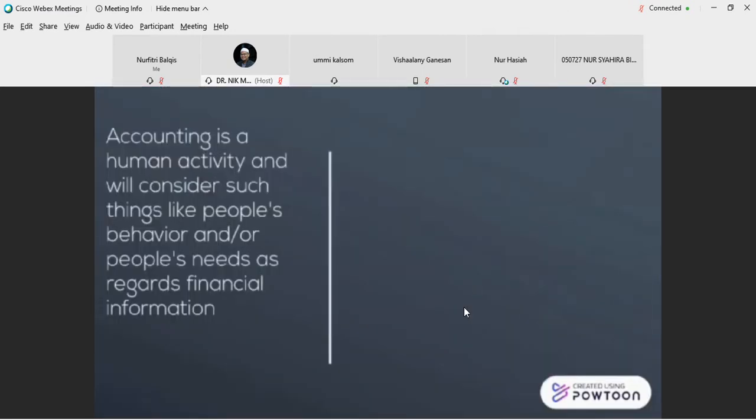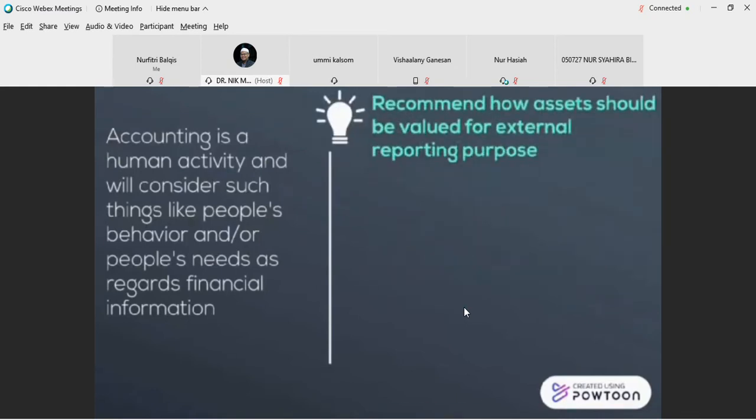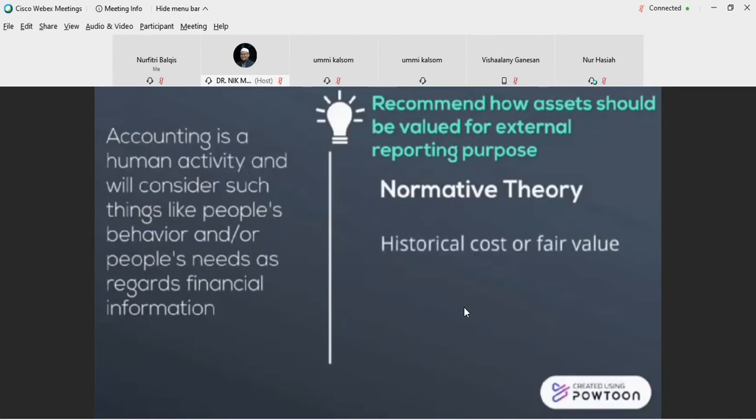Accounting is a human activity and it considers things like people's behavior and people's needs as regards financial information. Therefore, theories are regarded to include consideration of how assets should be valued for external reporting purposes, which is normative theory. Normative theory is historical cost or fair value.